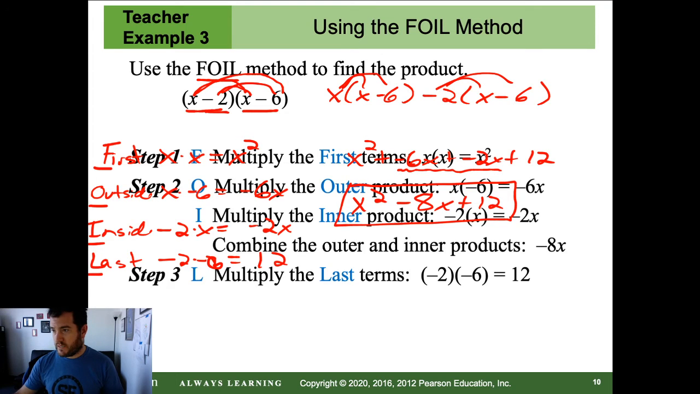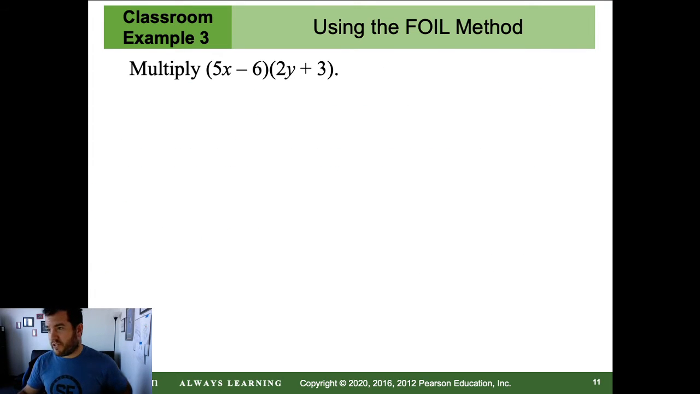So what I want you to do is pause the video. This should be an x. Pause the video, try that, and we'll see what happens.